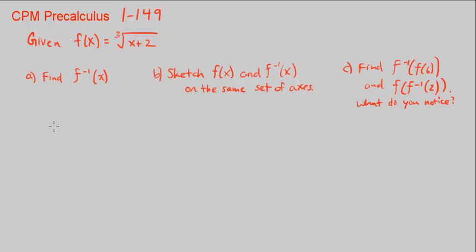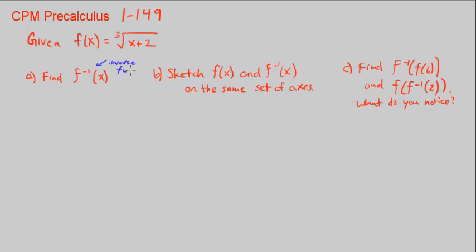This is CPM Precalculus Chapter 1, number 149. So we're given f of x is equal to the cube root of x plus 2. First we're asked to find f inverse of x. Well, we know that means the inverse function, not anything else, right?